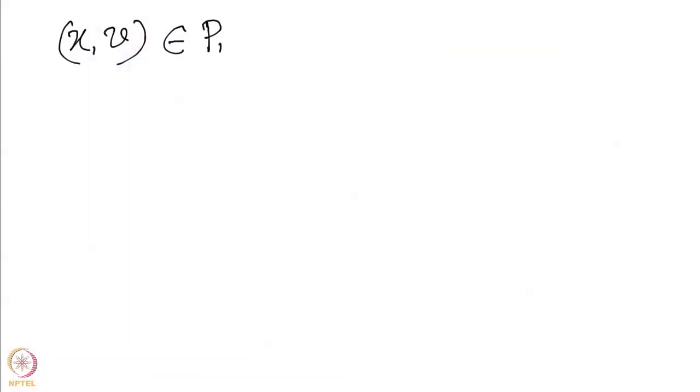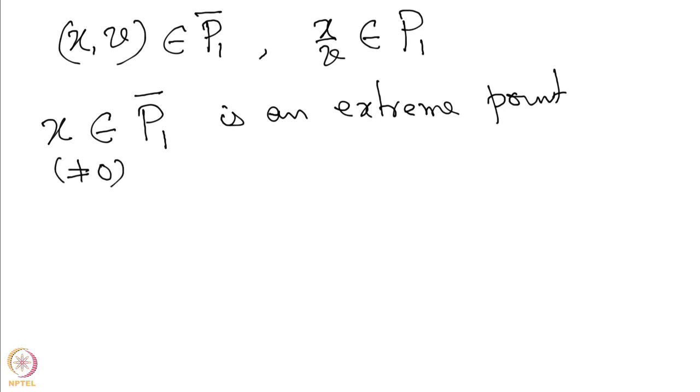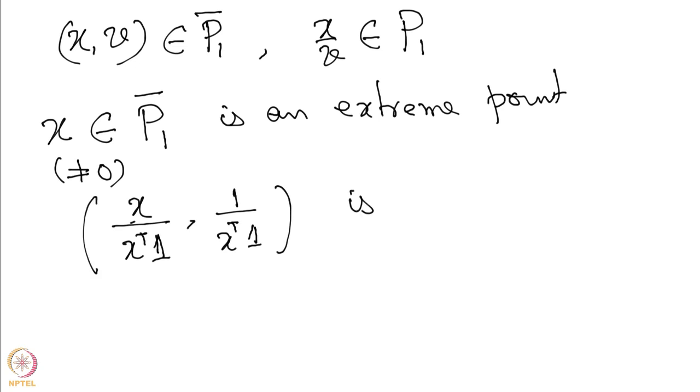Okay. So what we have said is that if I take (x, v) in P1 bar, then this x by v is going to be in P. This is the main point here. Okay. So let us take x belonging to P1 bar, an extreme point, and of course assume it is not equal to 0. Then x by x transpose 1, 1 by x transpose 1 is an extreme point.